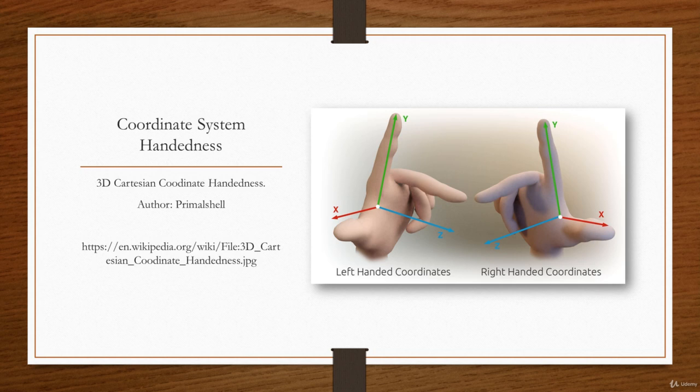So this might seem very similar right now, but what I want you to do is look at Blender to start off with. And I want you to try and firstly look at this image, okay, and then try and figure out whether Blender is left-handed or right-handed. So whether it uses left-handed coordinates or right-handed coordinates, basically.